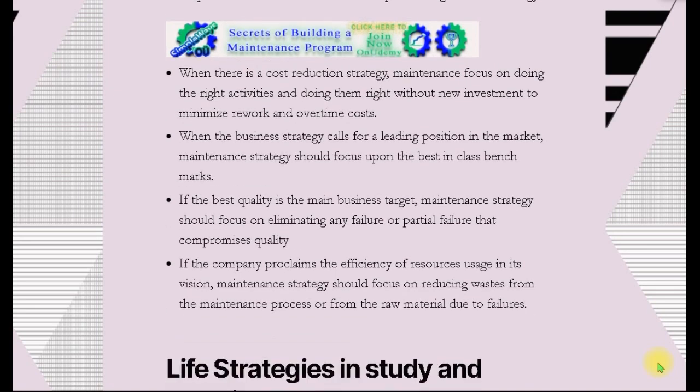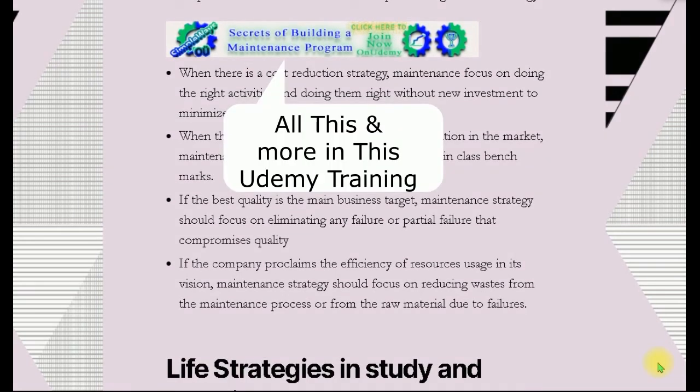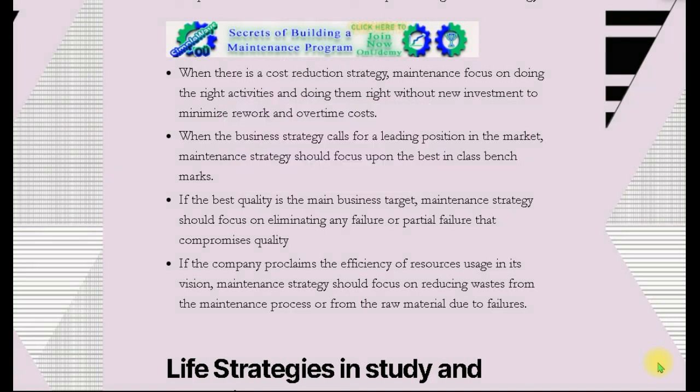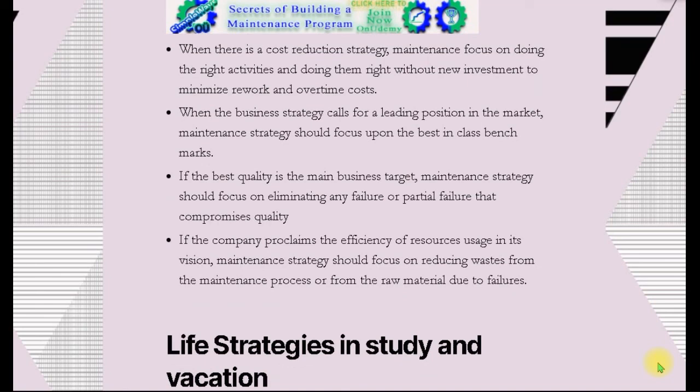Okay, when the business strategy is calling for a leading position in the market, the maintenance strategy also should focus on being the best in class and to have the benchmarks, world-class benchmarks. If the best quality is the target of the business, then we should focus in the maintenance to eliminate failures or partial failures that affect or compromise the quality. If the company is saying that we will have efficient use of the resources to reduce the waste, this should also be the target of the maintenance, to reduce the waste of the resources it is using.